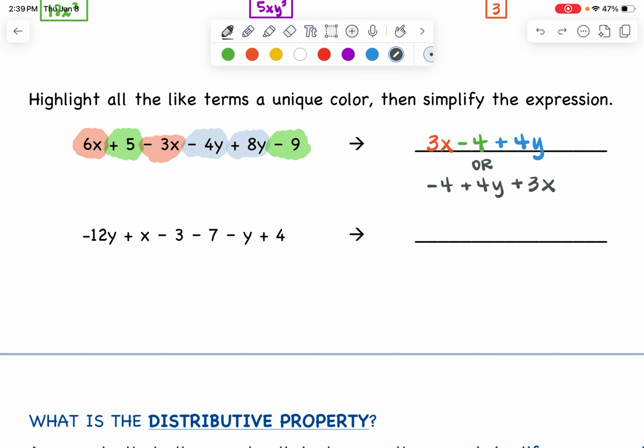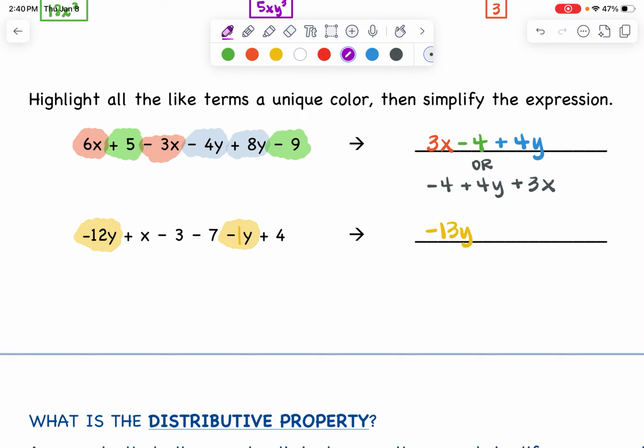So I'm going to do this next one exactly like I did the previous one. So I'm just going to start at the front, and it looks like I have a negative 12y. So I'm going to scan the rest of my problem, and looks like I have another y term. And again, I want to remember there's an understood 1 right there in front of that negative y. So it's negative 1y. So I'm going to combine my negative 12y's with my negative 1y, which gives me negative 13y.